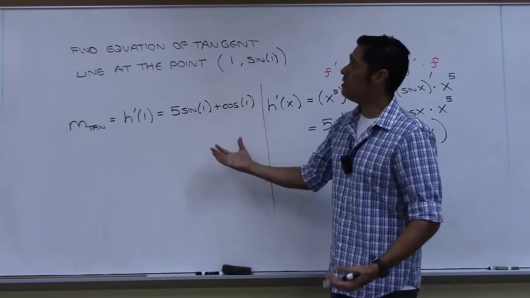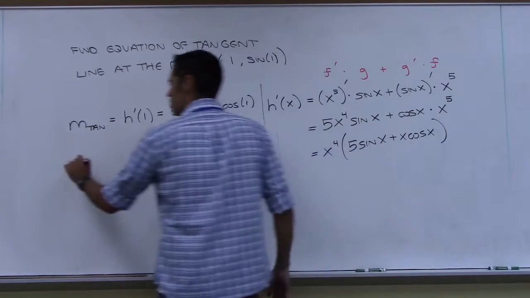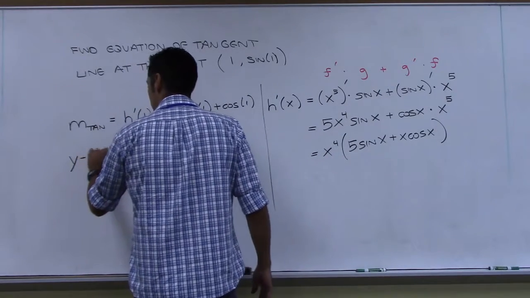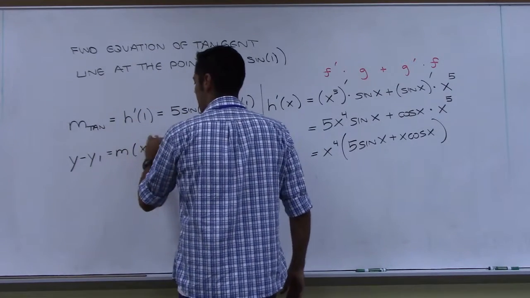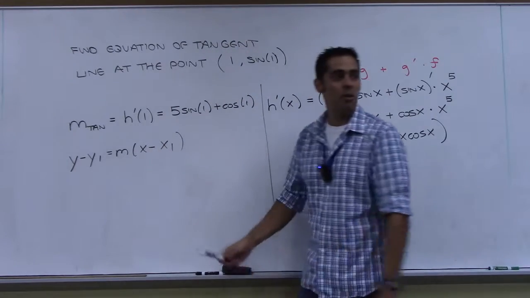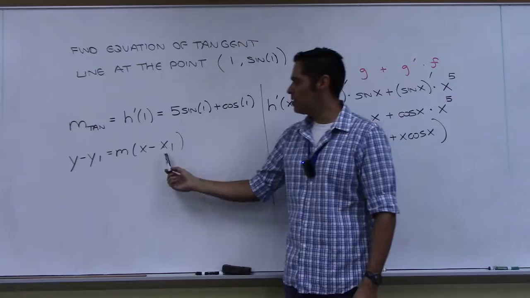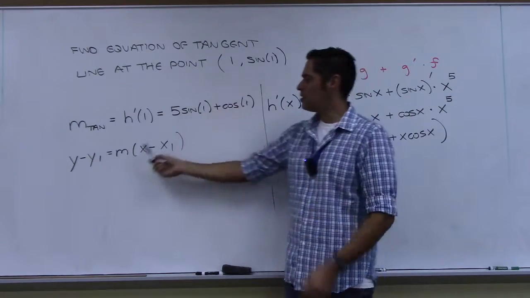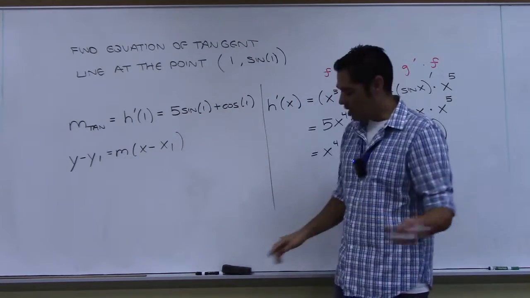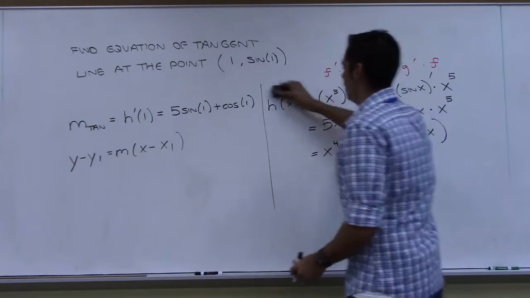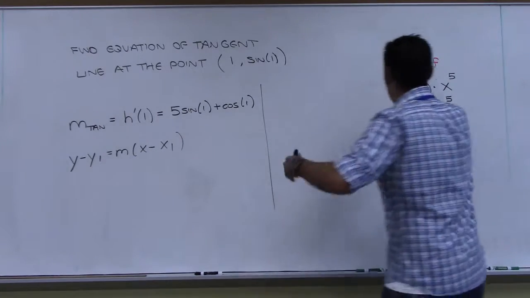So for the equation of the tangent line, we'd use y minus y1 equals m times x minus x1. What's y1? 1. No, sine of 1. What's x1? 1. And what's the slope? This. So it's ugly. You asked for it. So I mean, I'm answering your question. You understand the method, though, right?